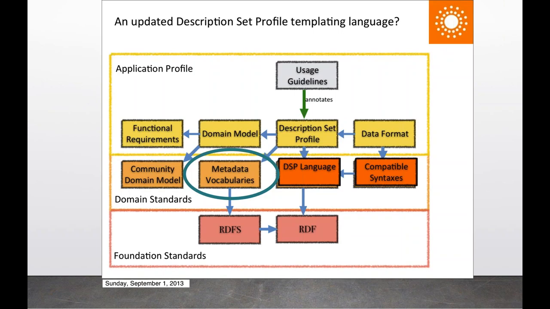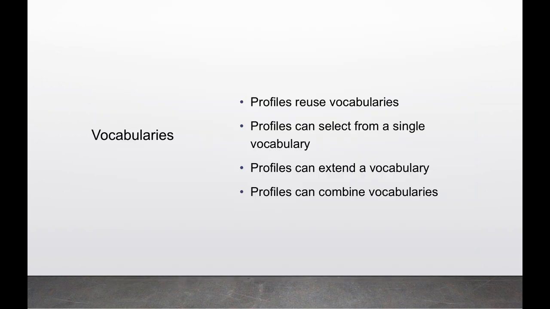Now, application profiles are primarily vocabularies. They are your metadata terms. And there are various ways an application profile can use vocabularies or reuse. They generally reuse vocabularies that have been defined elsewhere. They can be a selection from a single vocabulary, or they can actually extend a vocabulary.